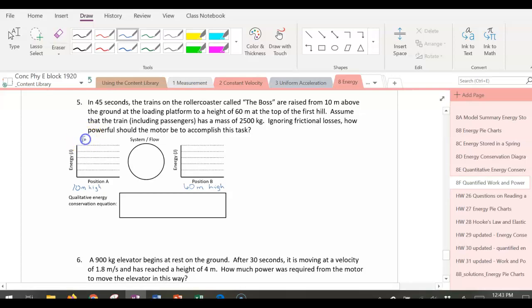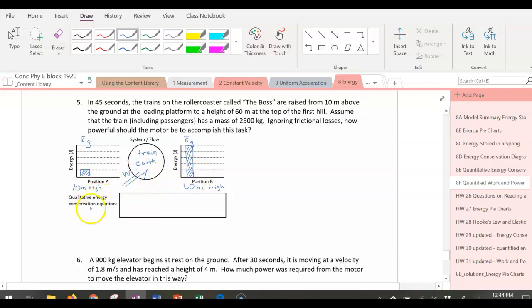So the only type of energy that this problem is talking about changing is the gravitational energy. The train has a little bit of gravitational potential energy at position A, but much more at position B because it's much higher. We're talking about the train and the Earth as our system. So where did this energy come from? There must have been work that transferred energy into the system of the train, and that work was done by the motor that's exerting a force on the train.